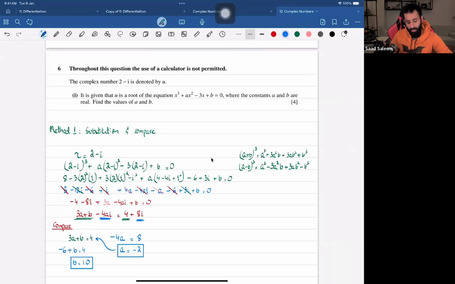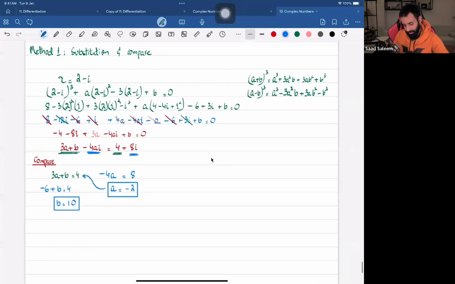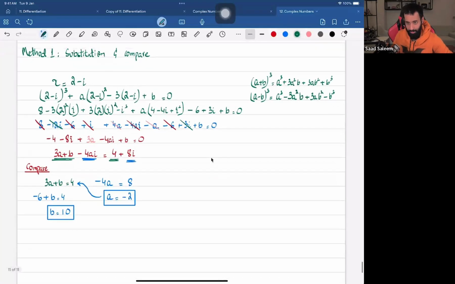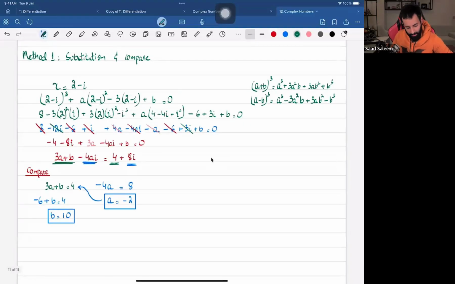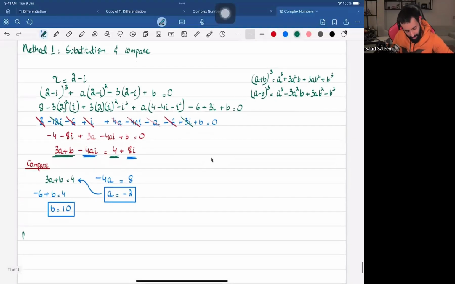Okay, great. Now here's method 2. Method 2 is also comparing, but in method 2, what we're doing is we're using roots to go back to the original cubic equation. So here is method 2. What are we doing in method 2? We're going to be using roots, and then we will be comparing.